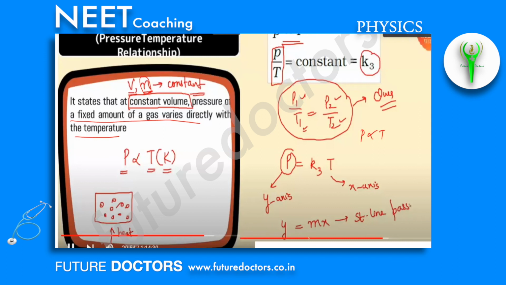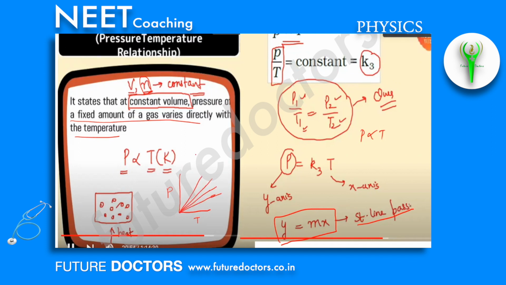So now it is similar to the graph Y equals MX, where it should be a straight line passing through the origin. So it is a straight line passing through the origin. Now how are we going to plot the graph? Pressure should be plotted against temperature.